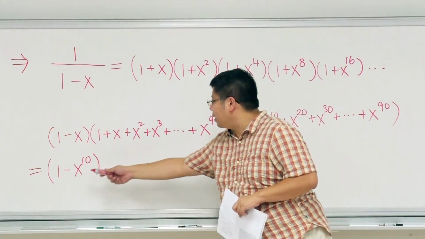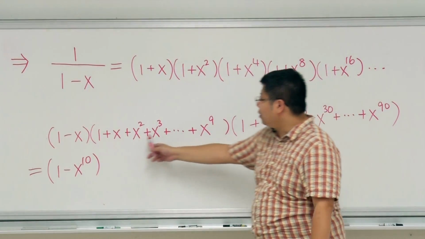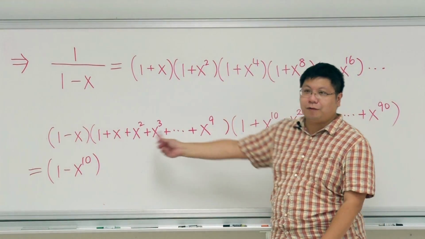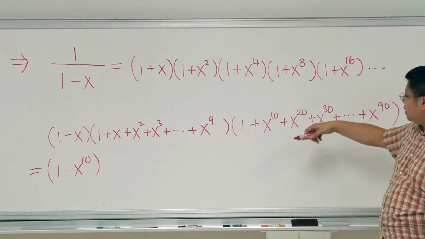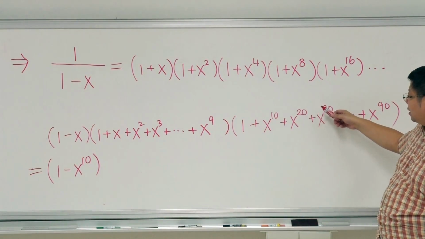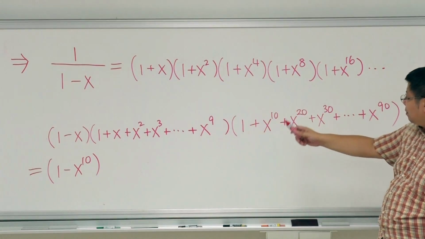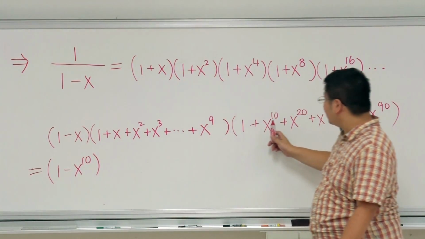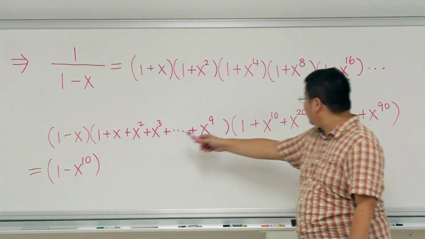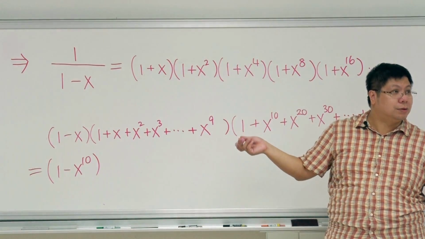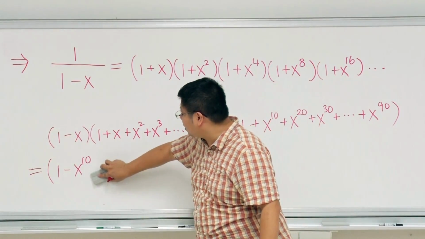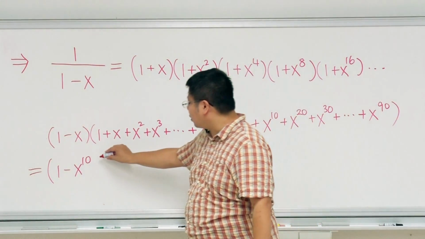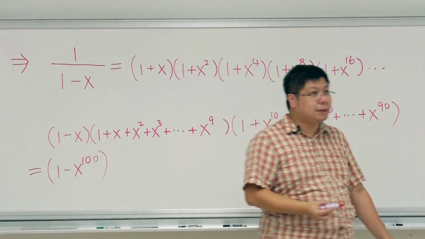So you will have 1 left, right? And then you have minus x to the power 10, but then you have plus x to the power 10, it cancels. And then you have minus x to the power 20, and then plus x to the power 20, and it cancels, right? So it becomes what? It becomes 1 minus x to the power 100. Am I correct? Does that make sense?